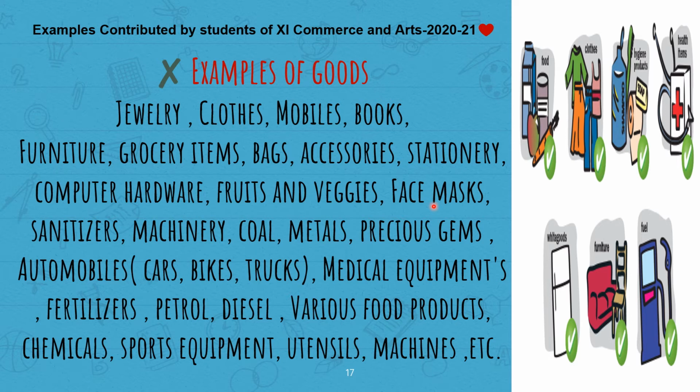Then they gave me examples that we see around us today in the age of coronavirus, which is face masks and sanitizers. Machinery, coal, metals, precious gems, favorite of the boys, automobiles, that is cars, bikes, trucks, and so on. Medical equipment, fertilizers, petrol, diesel, that is fuel, various food products, chemicals, sports equipment, utensils, machines, and so on. I'm so proud to give their examples in my video, which shows that they have learned the concept really well.